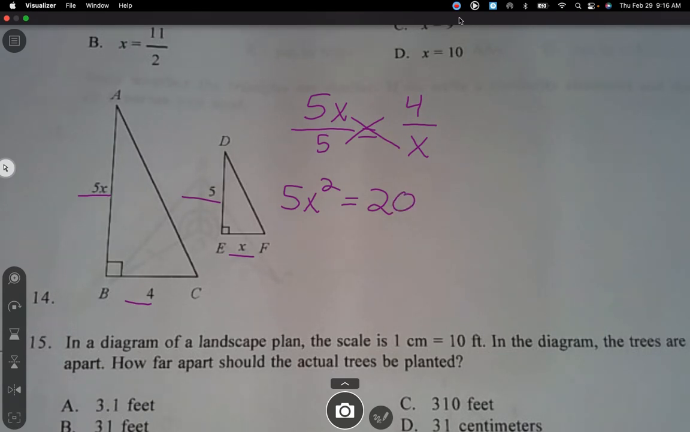How do you solve for x? You would divide by 5. So x squared equals 4. Now how do you get rid of a square? What's the opposite? Square root. Okay, you would just square root it. What is the square root of 4? 2.